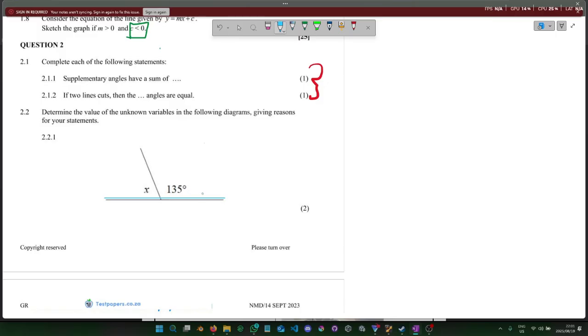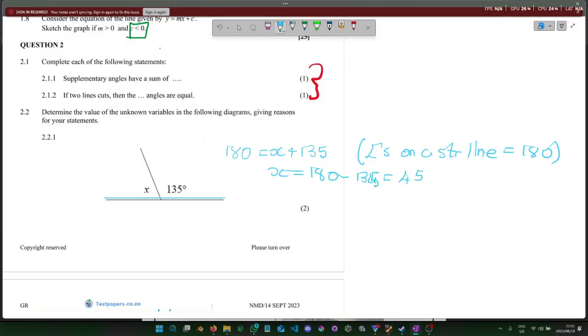Therefore, the angles of a straight line should add up to 180, right? So x plus 135 must equal 180, right? Why? Because angles on a straight line equal 180. Therefore, x will be equal to 180 minus 135, which is 45 degrees. Right? Okay.